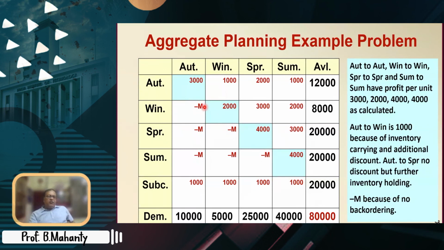So we are assuming that there is no back ordering. Since no back ordering, all these figures are minus M. All right. So that is how the matrix is made, and there is this back ordering cost, and there is this inventory carrying cost. There are also subcontracting options, and then we have this particular matrix. In short, these are called the aggregate planning problems.